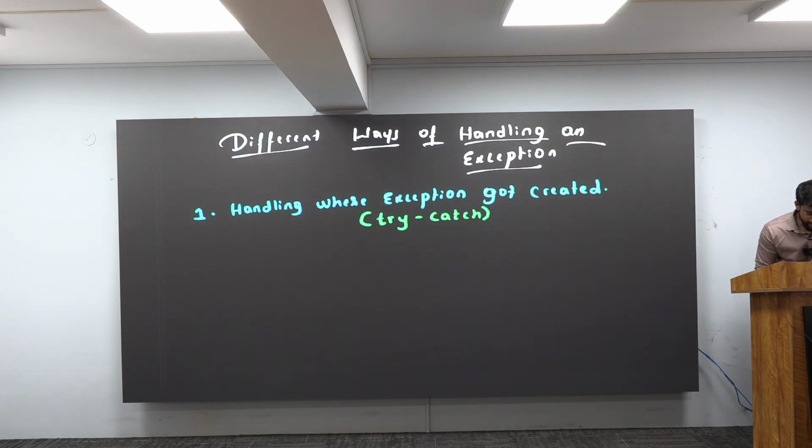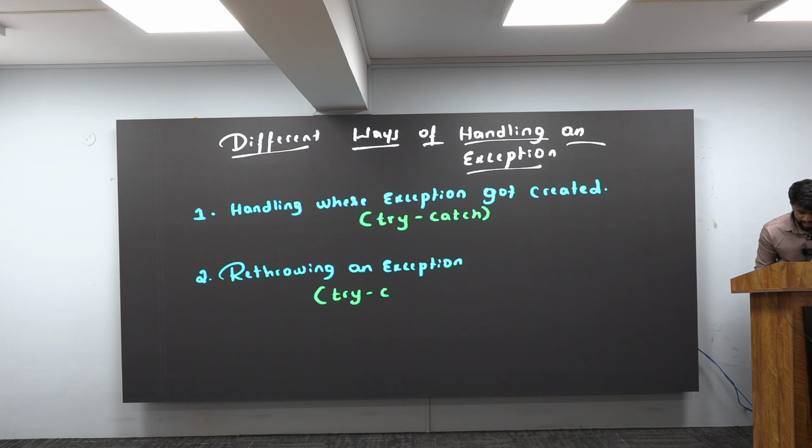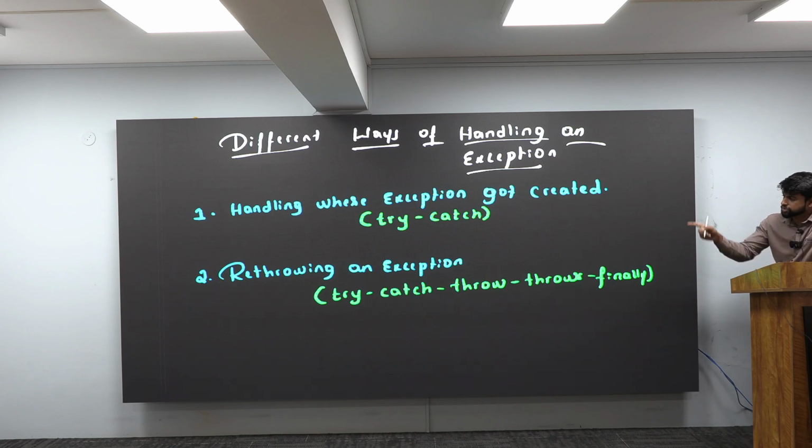Beautiful. Now, there's a second way also. What is that, sir? Rethrowing an exception. This is the second way. And to achieve this, there are certain things you should use. First, you should use try, followed by catch, followed by throw, not the end of the story, followed by throws, not the end of the story. Finally, also you should use finally. All of these things you should use for the second one. What are these? I will tell you.